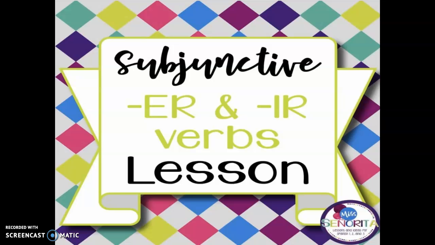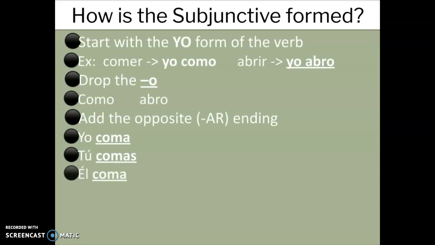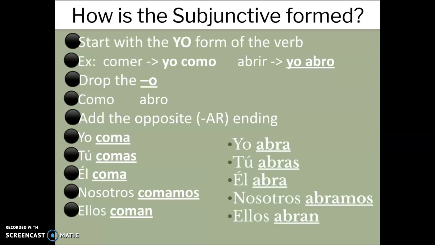Alright, so how are the subjunctive verbs formed, especially those that are ending in ER and IR? Well, they are actually formed the same exact way as our AR verbs. So we are going to start with our steps. The first one we have is to start in the yo form of the verb. So notice I give you two examples. One is an ER verb and one is an IR verb. So looking at them, we have our verb comer and abrir. We are going to start at the yo form, so we have como and abro.